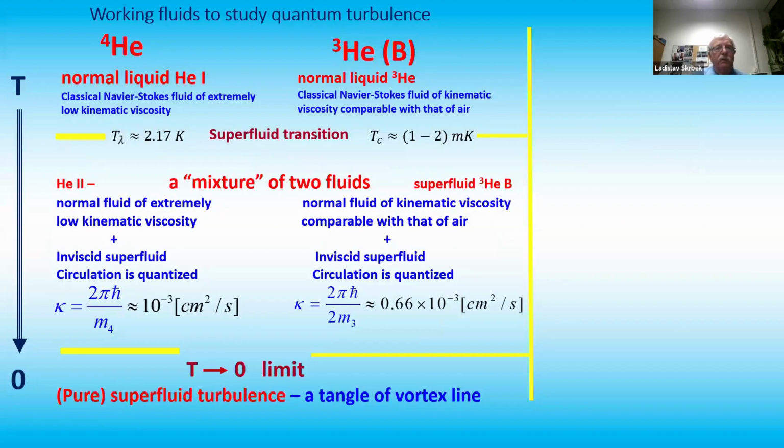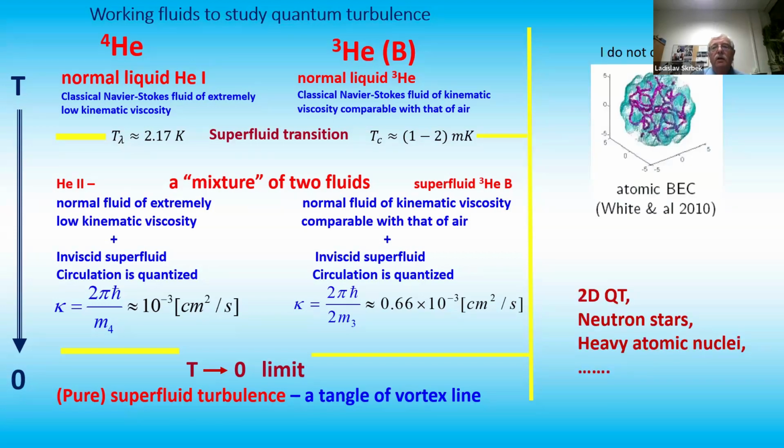So let me start. What are the working fluids to study quantum turbulence? The most typical fluids are helium-4 and helium-3B. The helium-3A phase has not been used extensively to study any kind of quantum turbulence, so I will not consider it again. I will also not consider atomic BEC condensates, 2D quantum turbulence, and some exotic working fluids which might occur in neutron stars or in heavy atomic nuclei and so on. So what we are going to talk about is helium-4 and helium-3.